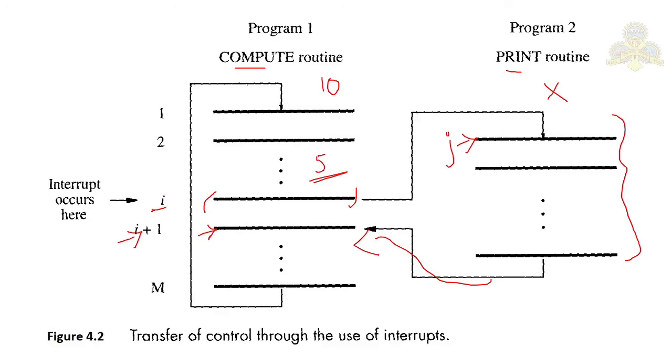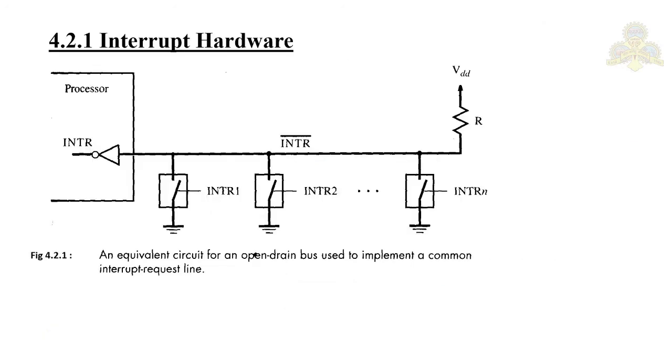Next we will see the interrupt hardware. This diagram shows the interrupt hardware. Here we have multiple devices, device 1, 2, up to n. These devices have switches, which we'll talk about later. This is a bus, called the interrupt request line.